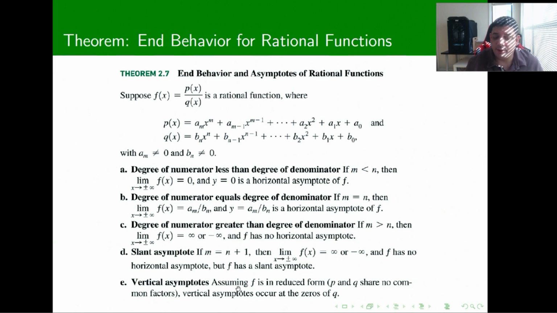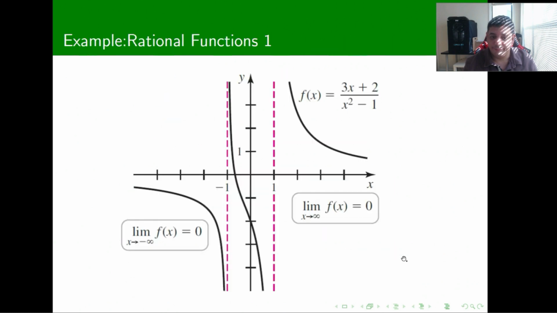And of course, vertical asymptotes are still going to happen in the reduced form of P over Q. So when we don't have common factors, vertical asymptotes occur at the zeros of the denominator, so at the zeros of Q. So these are the rules for how to calculate those limits. But I know it's a lot of things, so let me show you this with some examples.